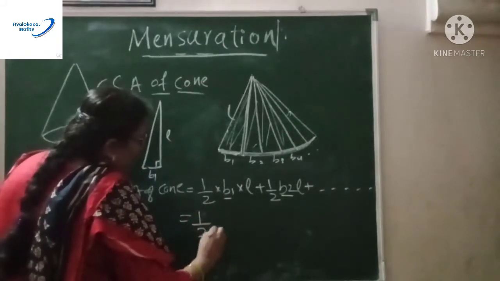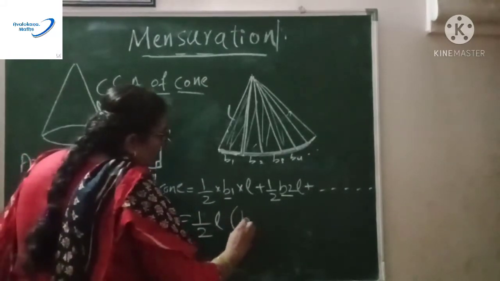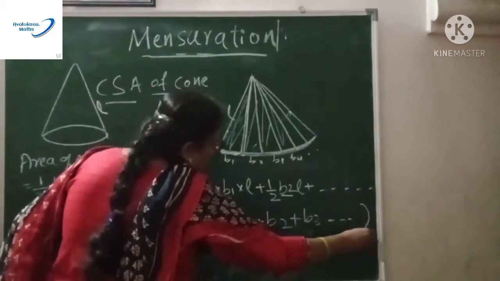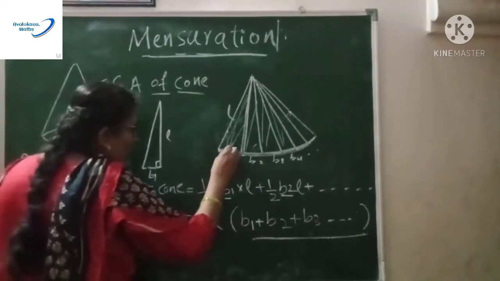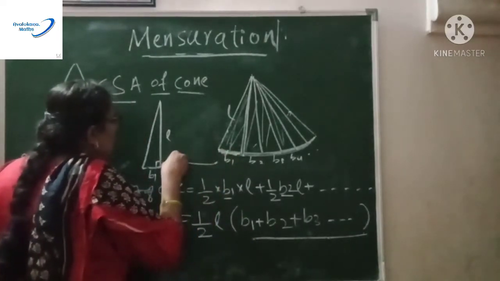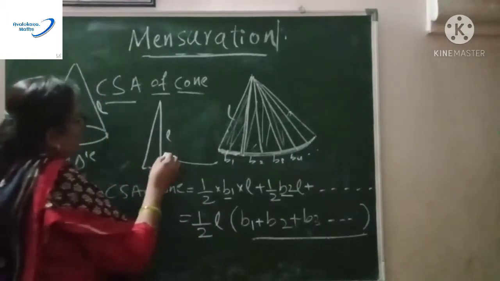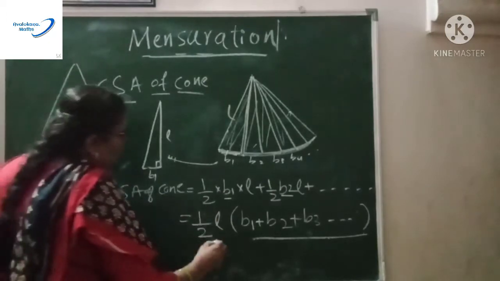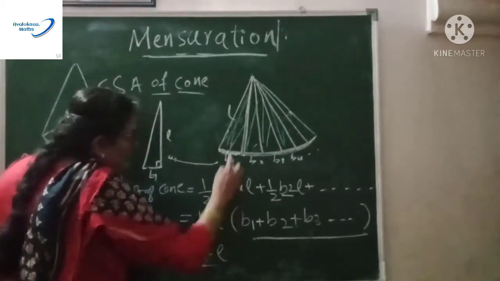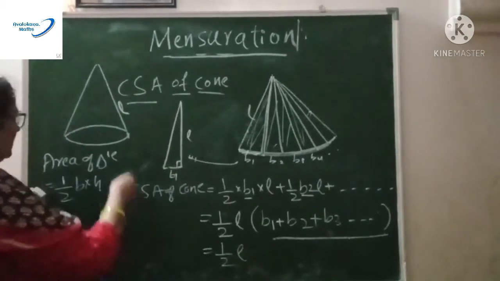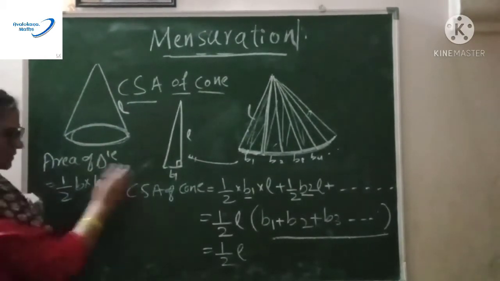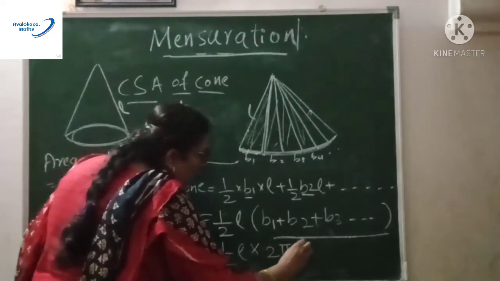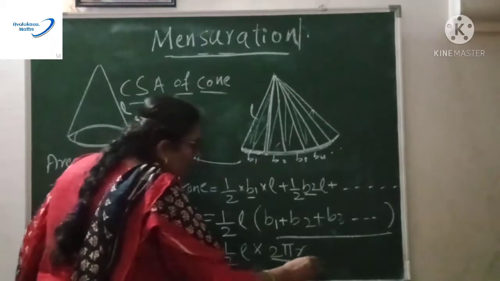I am taking 1 upon 2 L outside. What I am doing here is B1 plus B2 plus B3, and it goes on. The sum of all these bases, the small portions, since the curved surface is divided into small plane pieces, adding all these bases is nothing but finding the curved edge. When you close the cone, you are going to get a circle, the circumference of the circle, which is given by 2 pi r.